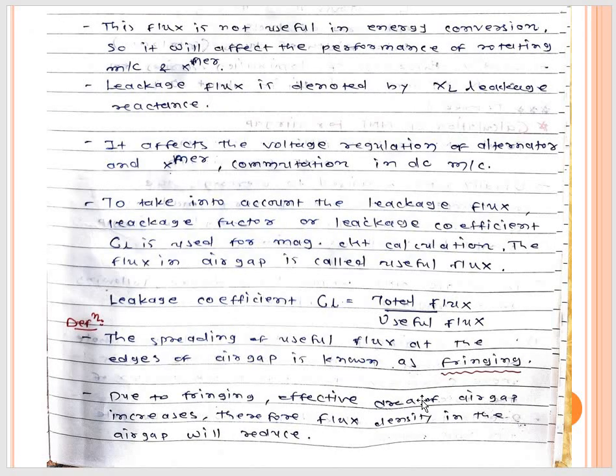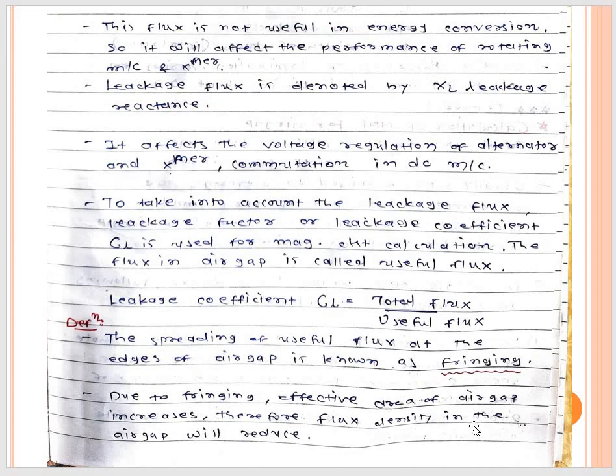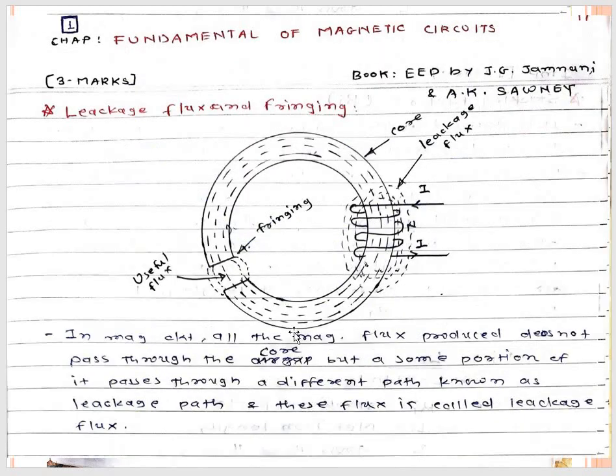Due to the fringing effect, the area of the air gap increases, and therefore the flux density in the air gap will reduce. So the flux density in the air gap will reduce due to the increase of the area in the air gap due to the fringing effect. We can see here the area of the air gap is increasing due to the fringing effect.